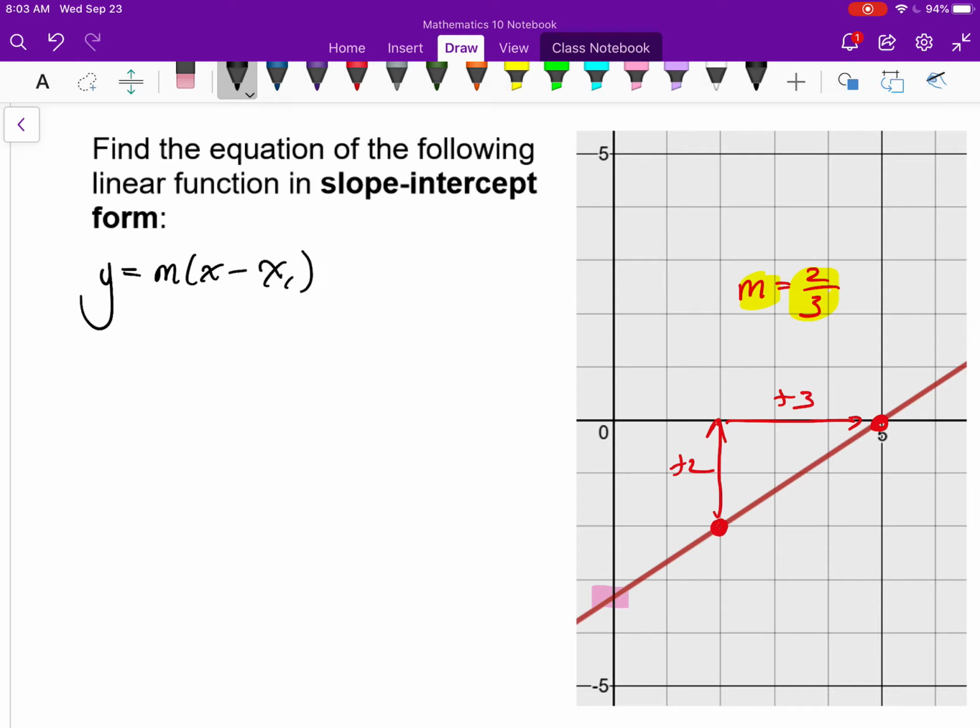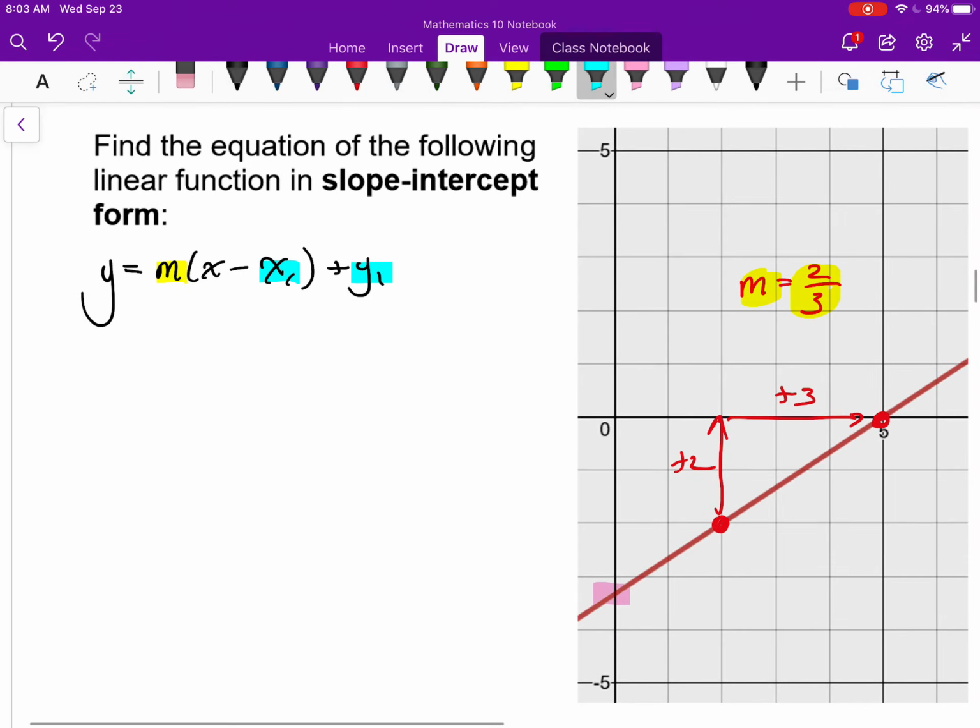Keep in mind, I already know the slope. So I know the slope is 2/3. For a point, I need to pick a point. Let's pick this point right here. I'm going to pick that point because the y-coordinate is 0, which is a nice number. So this is at (5, 0).